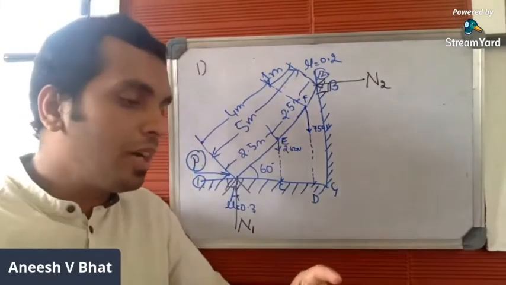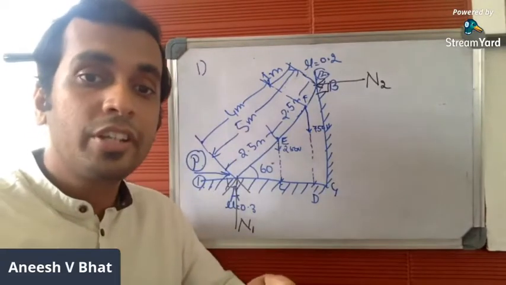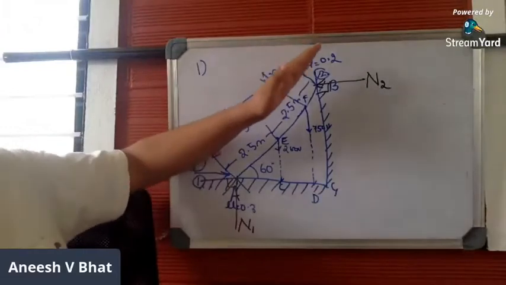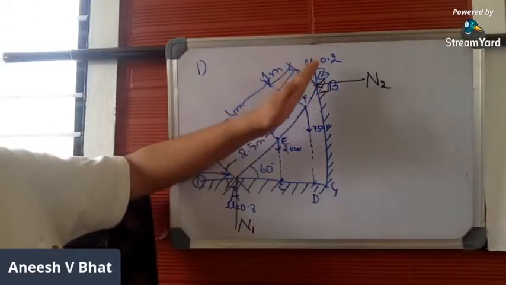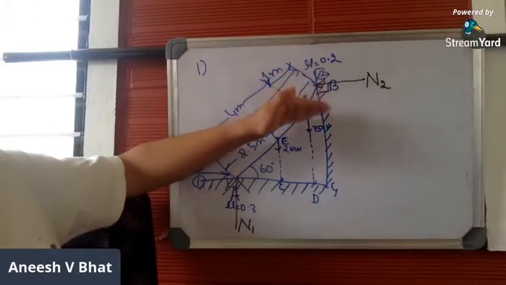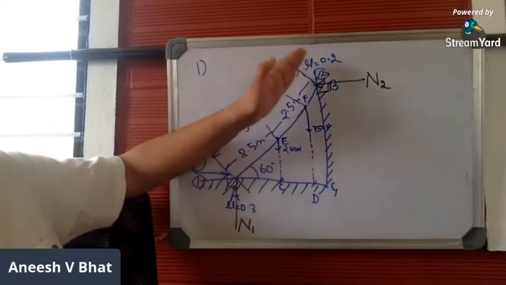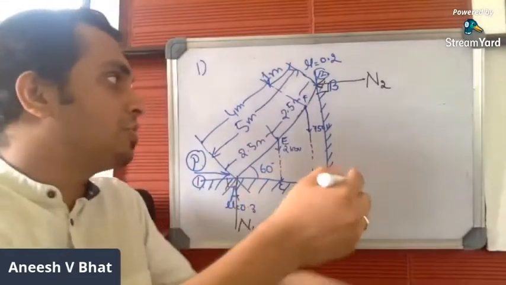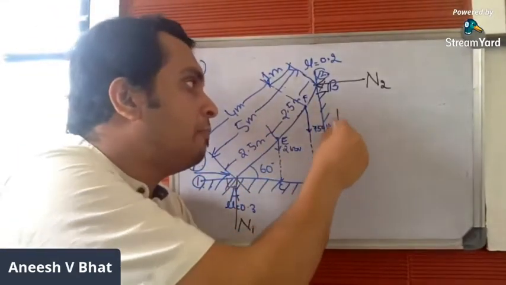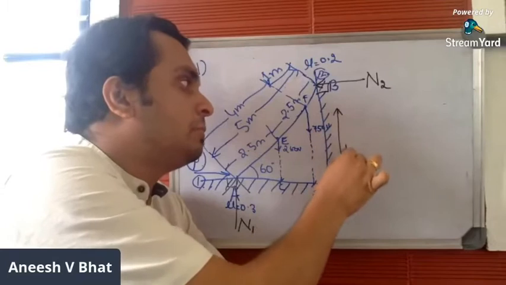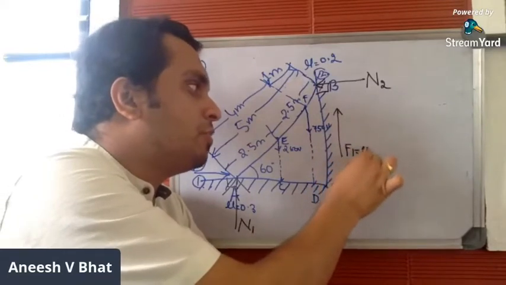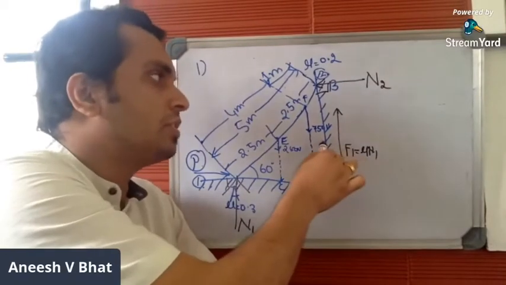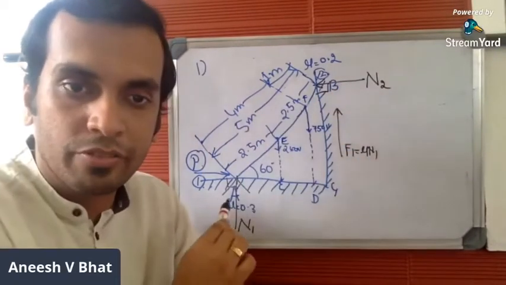Now it's time to mark the frictional resistance. Frictional resistance will always act in the direction opposite to the direction of motion of the body. So if the ladder slips down, the trend of motion of the ladder with respect to the wall will be downwards. So the frictional resistance will be acting upwards. Let me mark this as F1, which is equal to mu into N1. This should be tangential to the surface, whereas normal reaction is perpendicular to the surface.